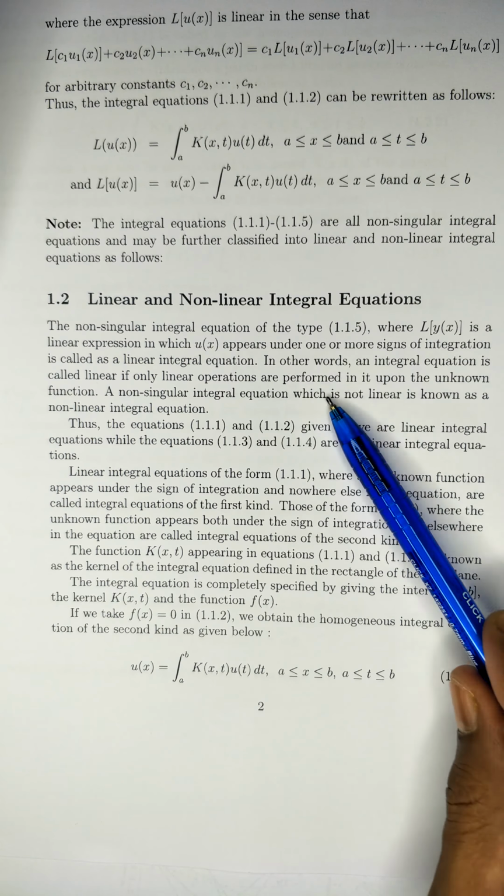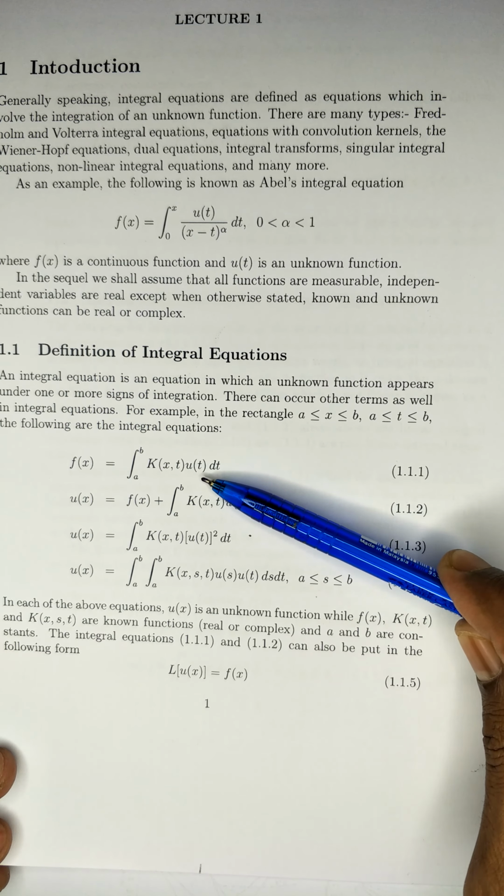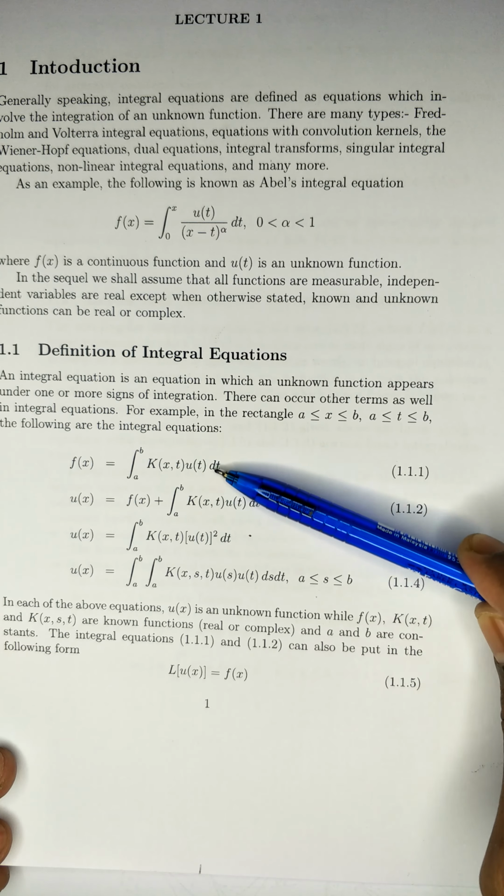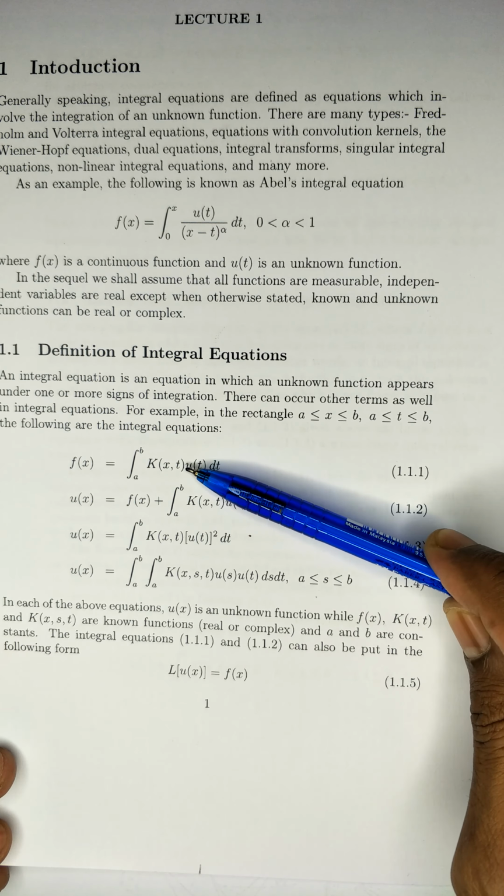If you look at the example given on the previous page, this is a linear integral equation. Why? Because it doesn't involve multiplication of the unknown function, whereas in this case we have a square here. In this case we have multiplication of two unknown functions. So both of these are non-linear integral equations, whereas this one is a linear integral equation.